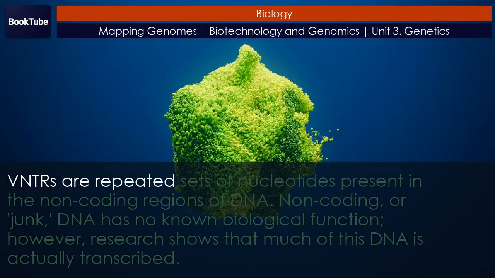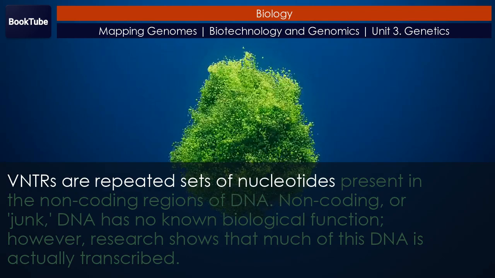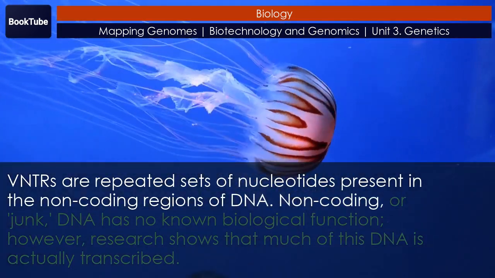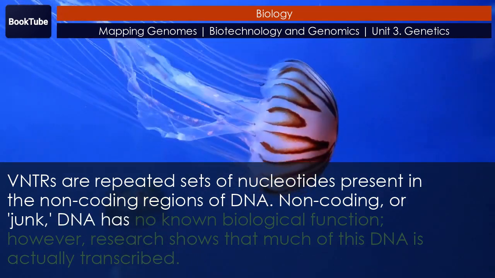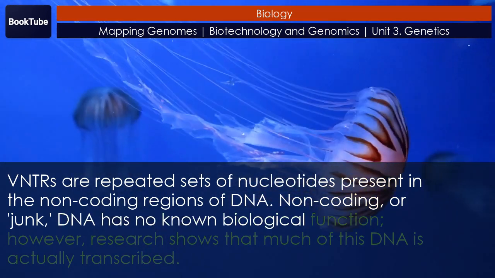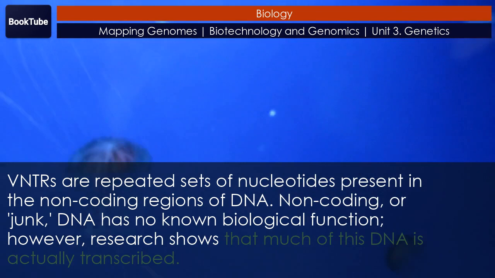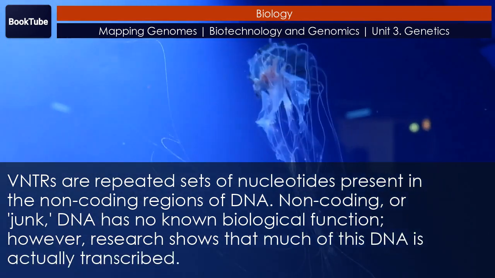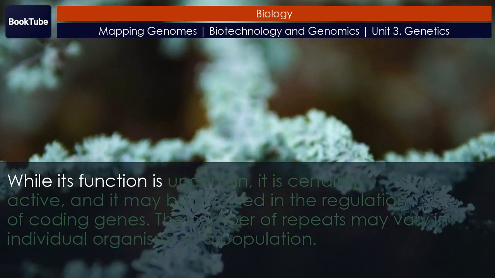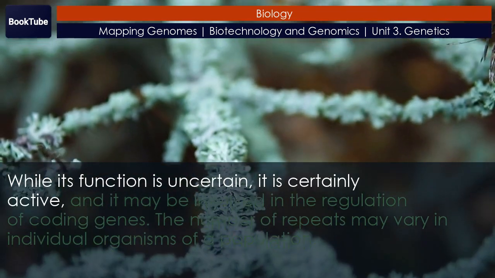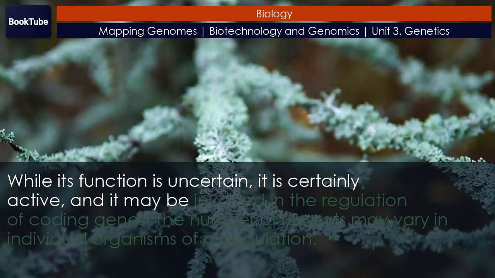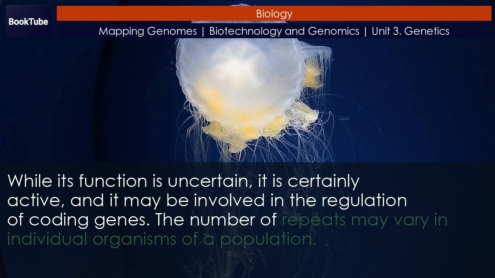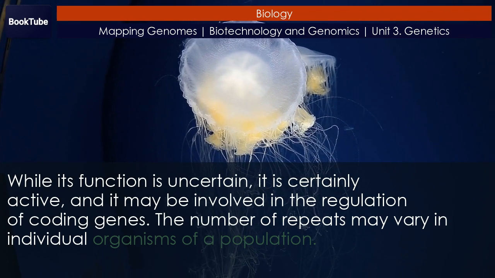VNTRs are repeated sets of nucleotides present in the non-coding regions of DNA. Non-coding, or junk, DNA has no known biological function. However, research shows that much of this DNA is actually transcribed. While its function is uncertain, it is certainly active, and it may be involved in the regulation of coding genes. The number of repeats may vary in individual organisms of a population.